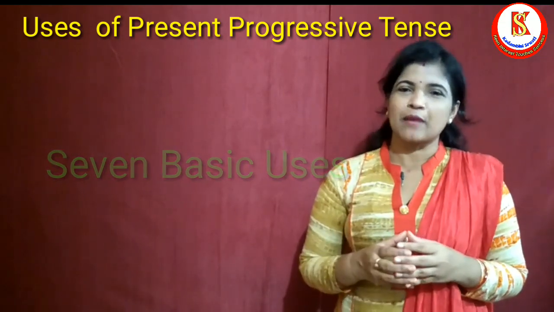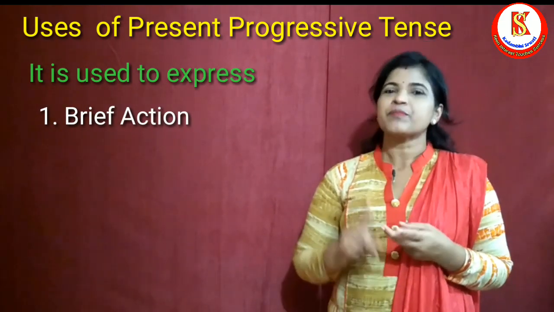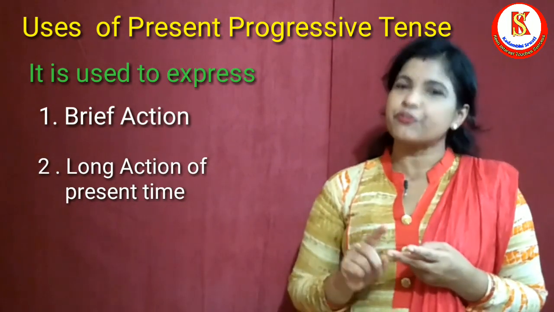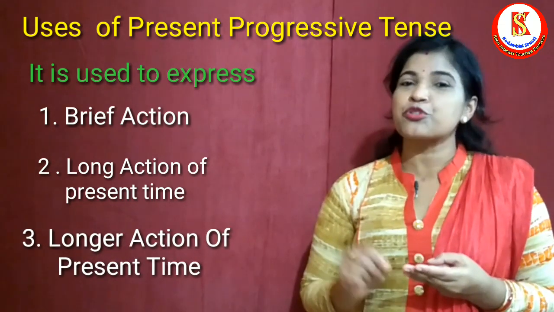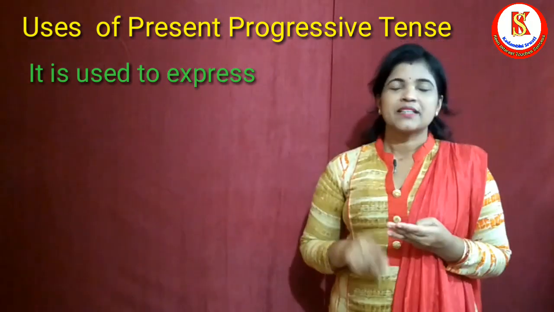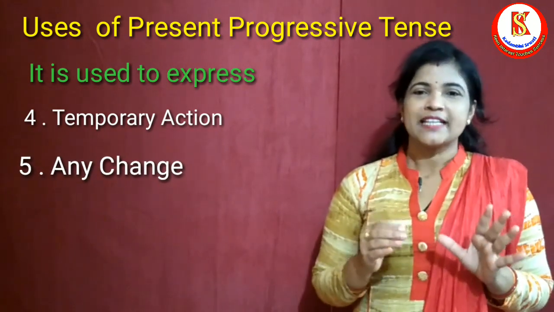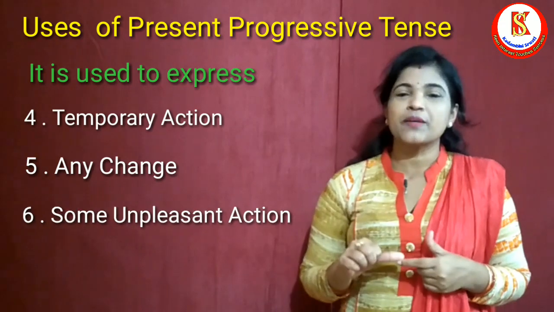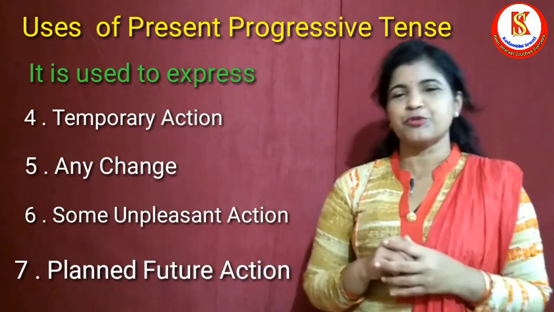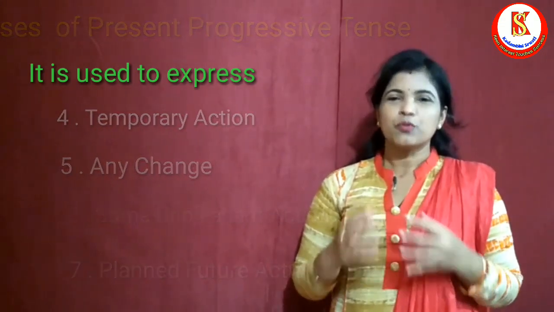Okay, let us have a quick recap of these particular forms. The first one is it is used to express brief action, and second, the action started in past, continuing now, and will continue for some time in future. And the third use, it is used to express the action that is continuing in present but not at the time of speaking. The fourth expresses some temporary action. The fifth one, it expresses any change in trend or development. And the sixth one, to express some unpleasant action. And finally, to express the planned future actions. So hope you understand what I want to say and what this video wants to express.